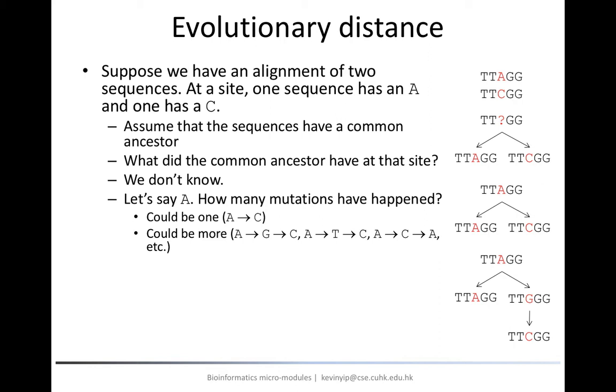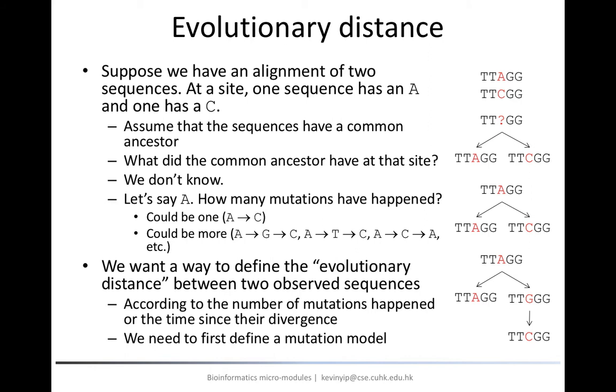Since we can only observe the two current sequences, we cannot observe the intermediate G, which has already been overwritten by the C. There are also other possibilities, such as the A was mutated to a T before mutating to a C, or on the left sequence, there was actually a mutation of the A to a C before it was mutated back to an A. In fact, there's an infinite number of possibilities to consider.